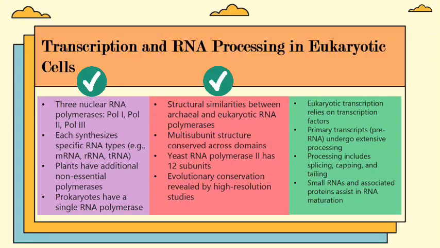Another one is the structural similarity between archaeal and eukaryotic RNA polymerases. The multi-subunit structure is conserved across domains, and yeast RNA polymerase 2 has 12 subunits, with evolutionary conservation revealed by high-resolution studies. So, meaning to say, the archaeal and eukaryotic RNA polymerases share an evolutionary root with homologous subunits and a conserved core structure that reflects their close relationship.